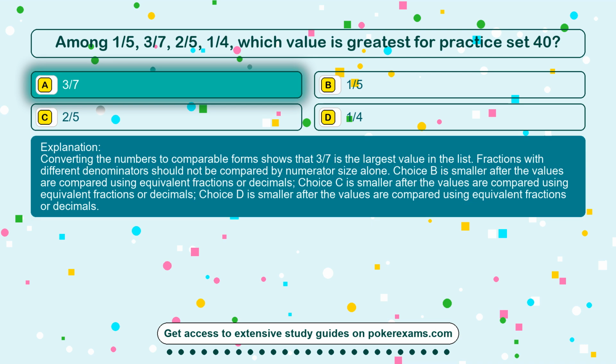Converting the numbers to comparable forms shows that 3/7 is the largest value in the list. Fractions with different denominators should not be compared by numerator size alone. Choices B, C, and D are smaller after the values are compared using equivalent fractions or decimals.